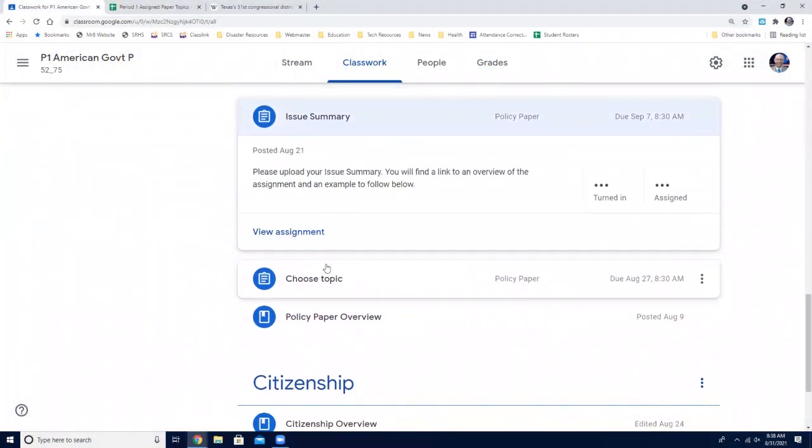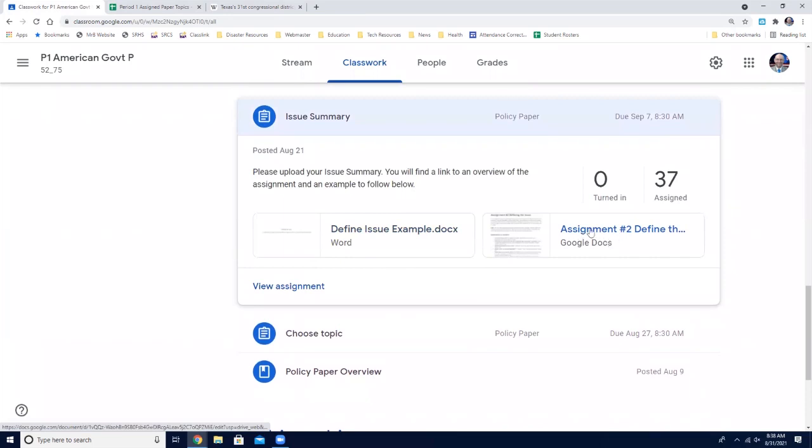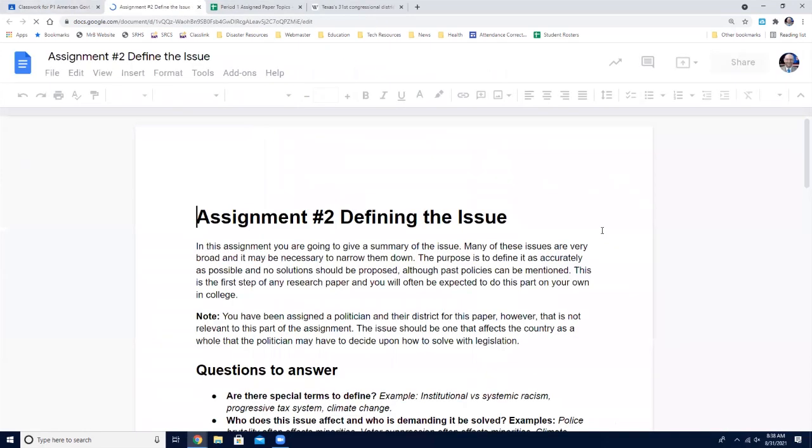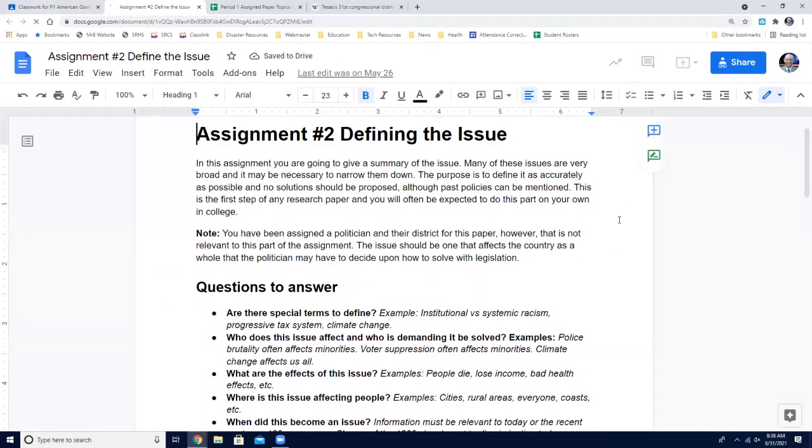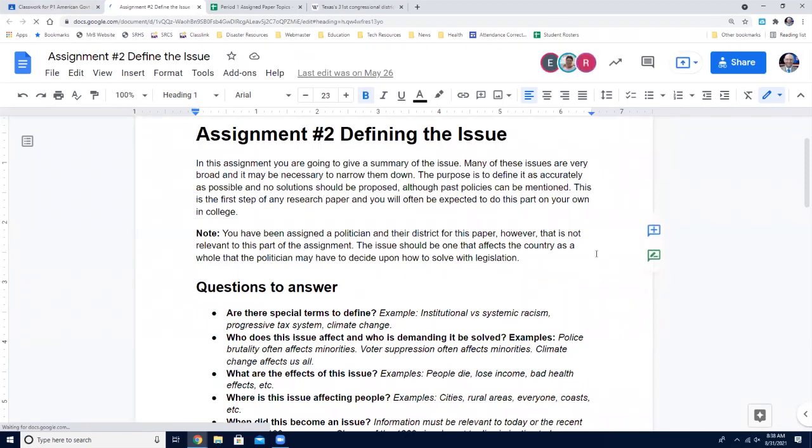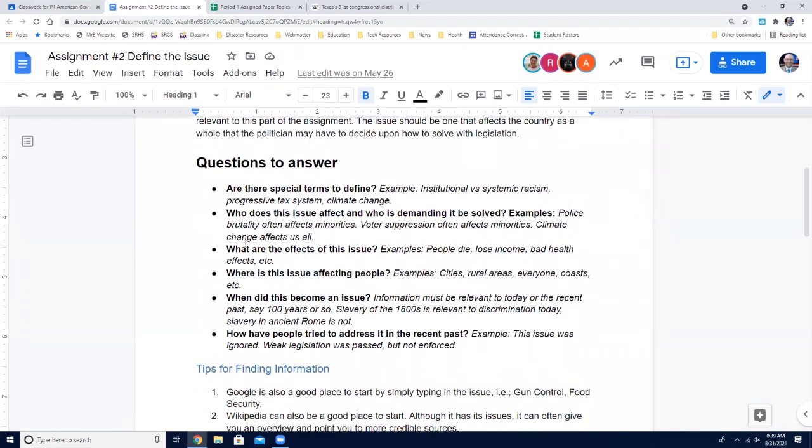to find the issue summary. So this is your overview, and this is the very first thing that you should look at, because this describes what you're doing, defining the issue. So this is your basic research. Maybe you know something about this topic, maybe you don't. You're going to start doing research to find out about it, just what it is. And here's some questions that you're going to have to focus on as you're doing your research.